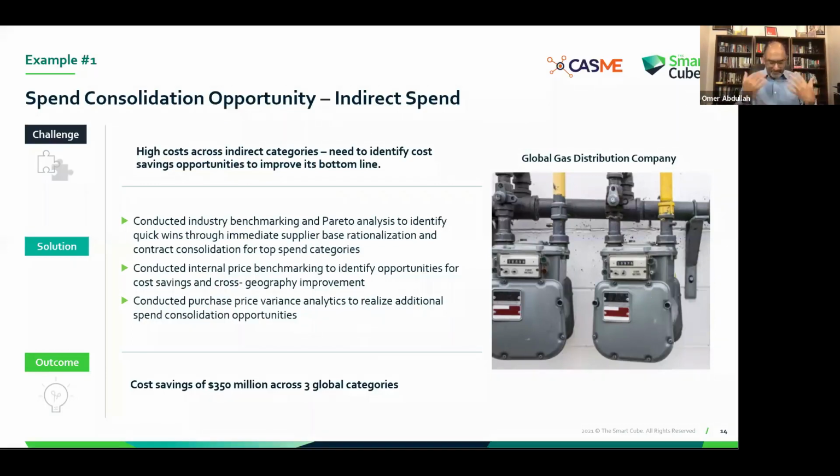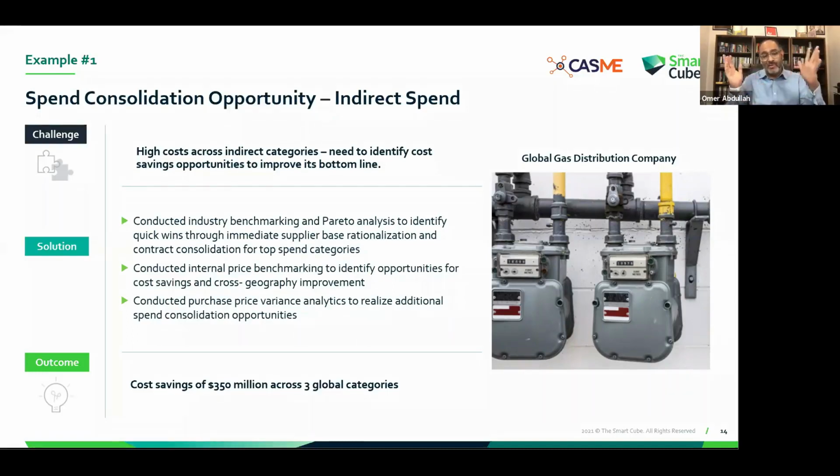So what did they do? Fundamental steps. I think this will resonate with a lot of you. They conducted industry benchmarking. They did analysis of their own data, Pareto analysis, for example, to look for quick wins. How do I rationalize my supplier base? How do I consolidate the number of contracts I've got, even if I don't rationalize my supplier base, for the biggest spend categories? They looked at internal price benchmarking to look for opportunities for cost savings, especially across geographies. And they looked at purchase price variance analytics to then look for harmonization and optimization opportunities from a cost perspective.